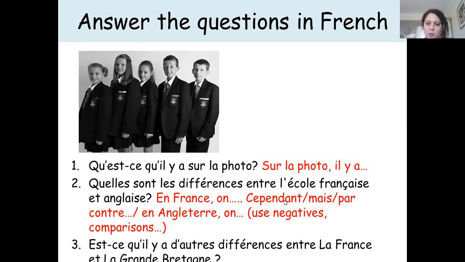Okay. Some connectives, cependant, however, mais, but, par contre is another way to say however. In England, we... So use negatives as well, complex negatives. We never do this, or we always do this, or we don't do this. Comparisons, we've seen this last half term. Remember, we revised that. It is faster in France, for example, or it is better than... So try and compare those two using these and some opinions that we've seen this week again.